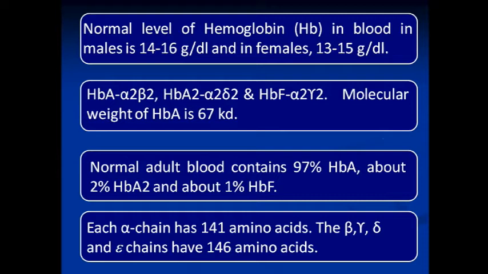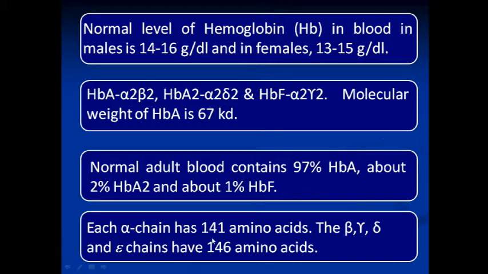HbA, HbA2 and HbF are the different types. HbA has 2 alpha and 2 beta subunits, HbA2 has 2 alpha and 2 delta subunits, and HbF has 2 alpha and 2 gamma subunits. The alpha subunit is similarly present in all types. HbA is a 67 kilodalton hemoglobin. In normal adult blood HbA is the major constituent, and HbA2 and HbF are minor, about 2%.